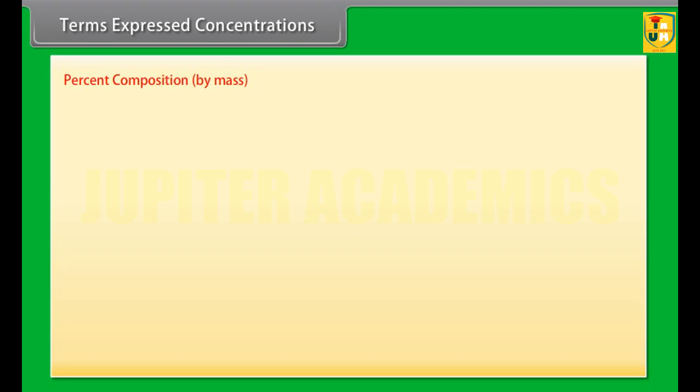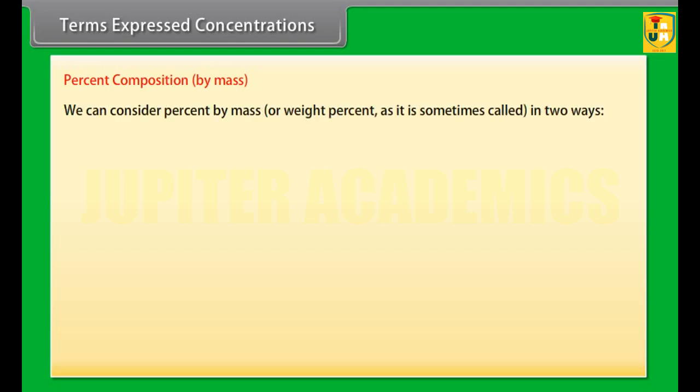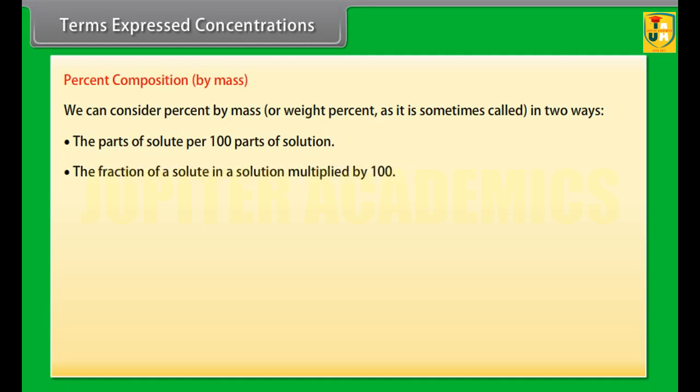Percent composition by mass. We can consider percent by mass or weight percent, as it is sometimes called, in 2 ways. The parts of solute per 100 parts of solution. The fraction of a solute in a solution multiplied by 100. Percentage by mass is equal to mass of solute upon mass of solution into 100.